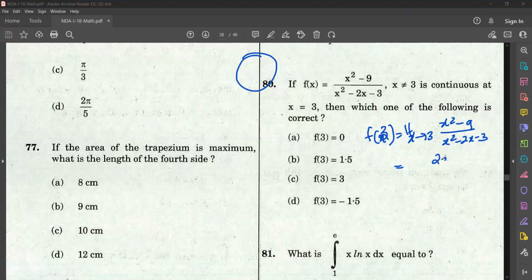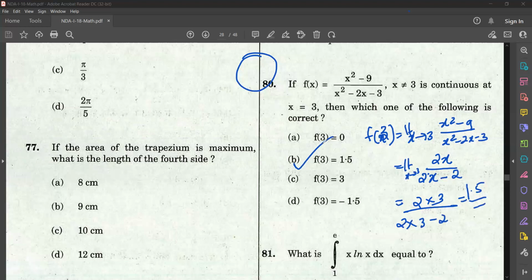So this will become 2x by, on applying the limit, 2x minus 2, isn't it? Just taking the derivative, limit x tends to 3. Now what does this become? Put x equal to 3, you apply the limit, so 2 into 3 by 2 into 3 minus 2. So that is 6 by 4, that is 1.5. So f of 3 is equal to 1.5. Very easy question, direct one.